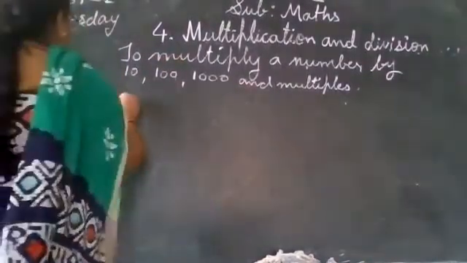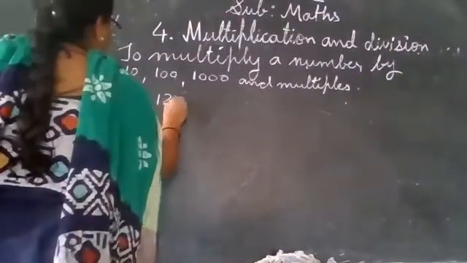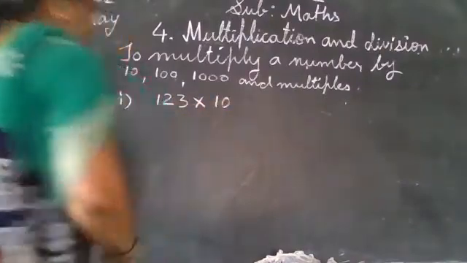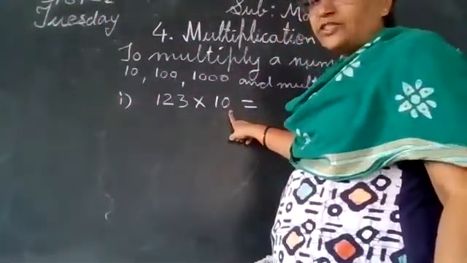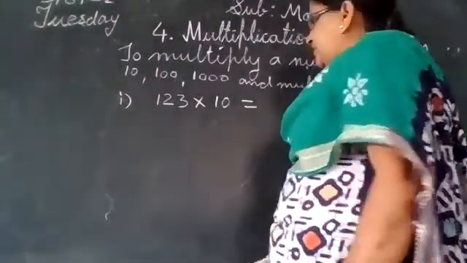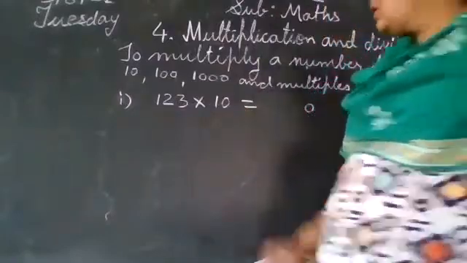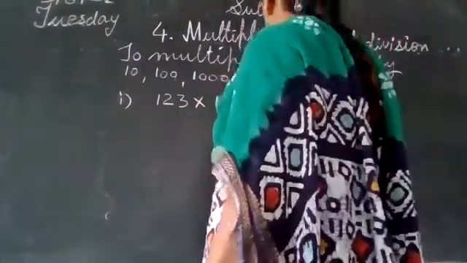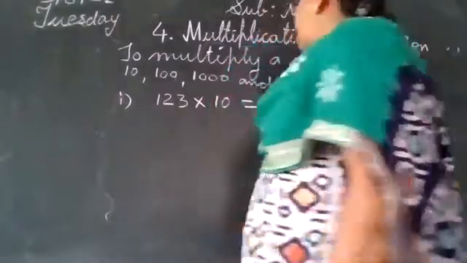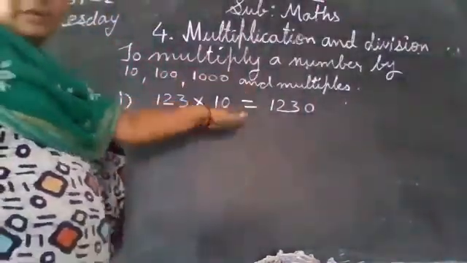So let us learn first. We will learn to multiply by 10. Suppose the number is 123, multiplied by 10. So how will you multiply by 10? See, 10 has 1 zero. So put 1 zero first. Now multiply the number by 1. And we already learned if any number is multiplied by 1, we get the same number, or the number itself. So it is like this.